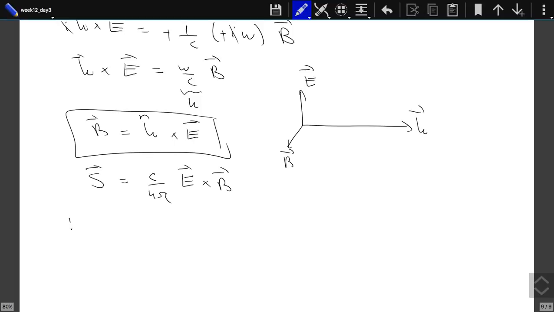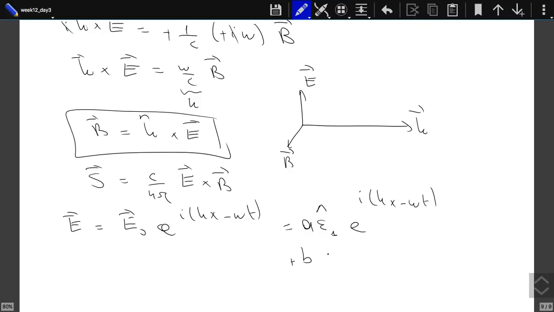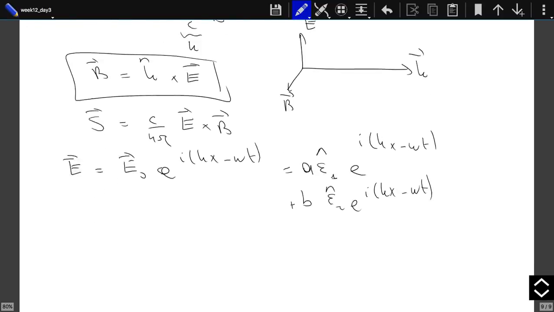Now the E, let's go back to the polarization. Now we said that it's E0 times e to the power i(kx minus omega t). Well, it might happen that you can just choose two independent directions to describe this wave. It is epsilon 1 hat, a unit vector, times e to the power i(kx minus omega t), with some coefficient a, plus b epsilon 2 hat e to the power i(kx minus omega t).